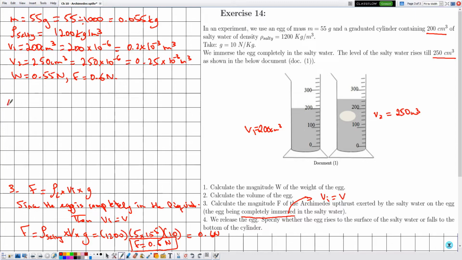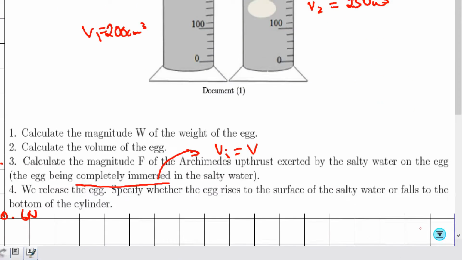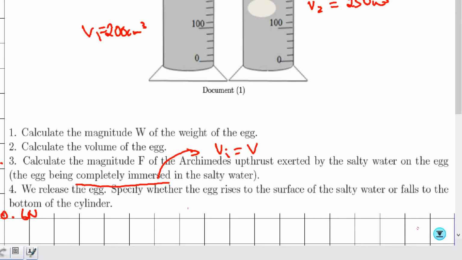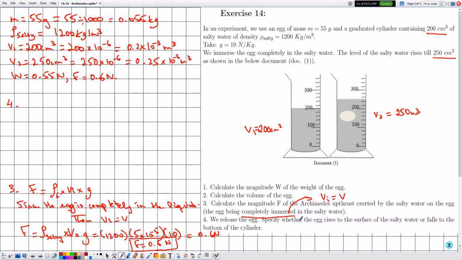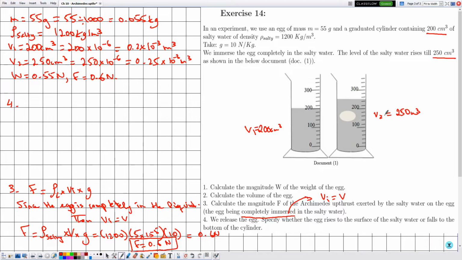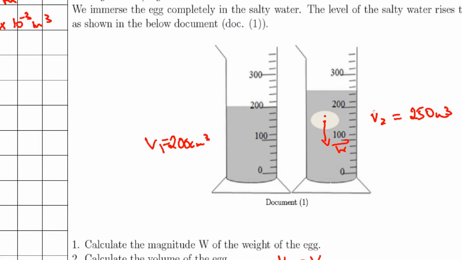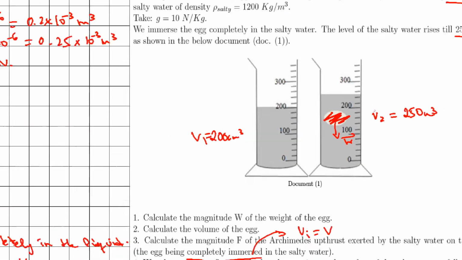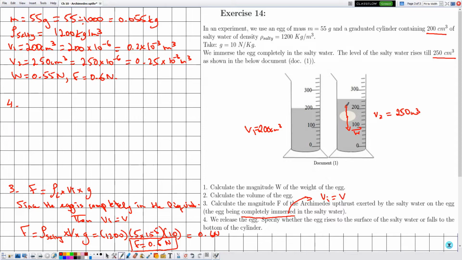Now number 4, we release the egg. Specify whether the egg rises to the surface of the salty water or falls to the bottom of the cylinder. And here by specify, for sure it means we need to justify. So what are the forces acting on the egg? We have the weight, which acts vertically downward on the center of gravity of the egg, and F upthrust, which acts on the center of gravity of the immersed part. Since the immersed part is the total volume, F will also act on this point vertically upward.